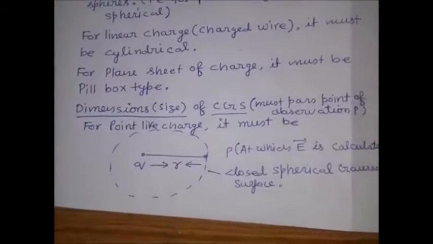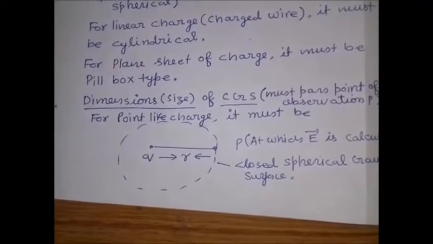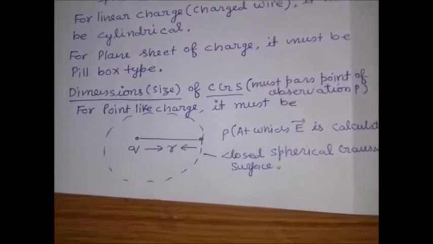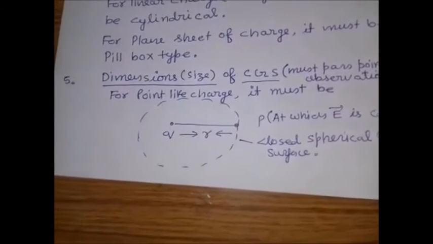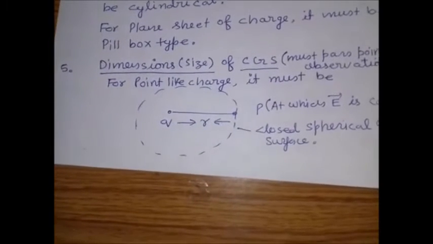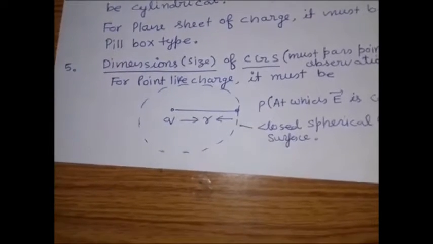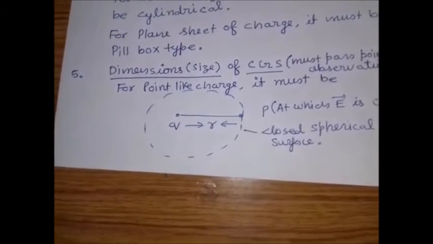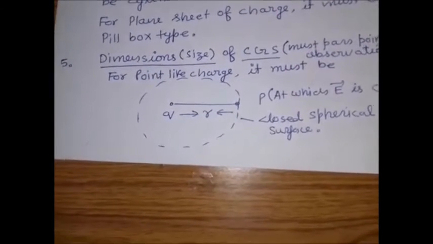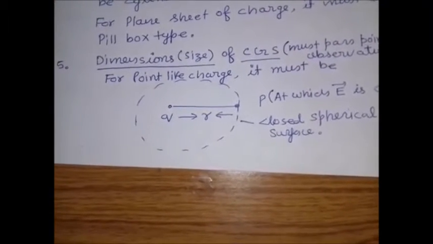Whatever you wish to calculate, that point is known as the point of observation. Okay guys, so the size of the Gaussian surface, the dimensions of the Gaussian surface, is decided by the fact that it must pass through the point of observation. Okay, so for a point-like charge, the Gaussian surface must be spherical. It means the source charge must be at the center of the closed Gaussian surface, and that Gaussian surface must pass through the point of observation P. So the dimension of the Gaussian surface is the radius, the separation between Q and P.